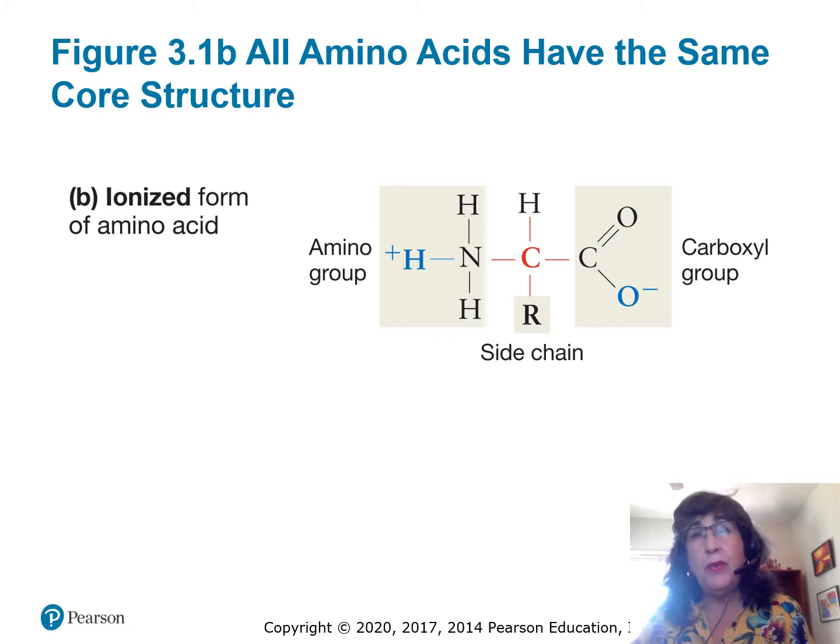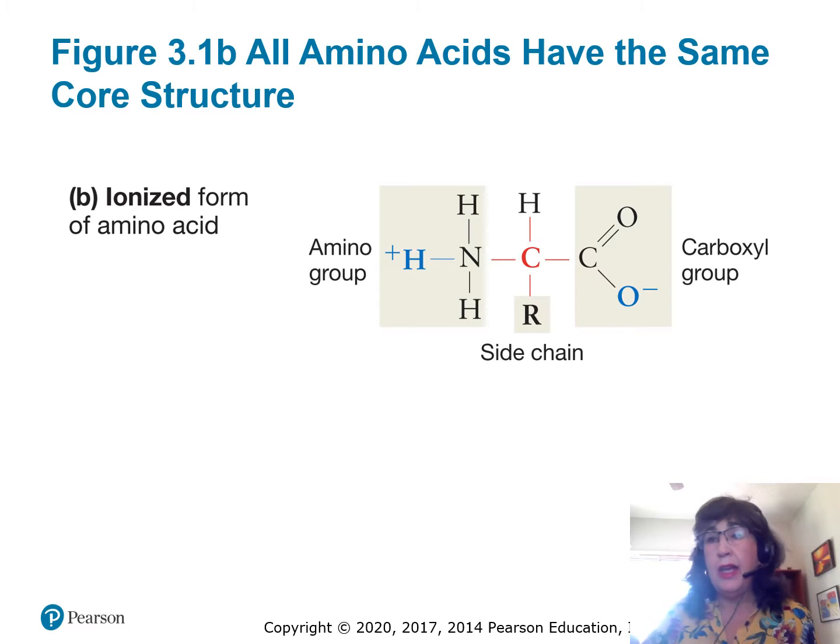In the ionized form, you'll see that the amino group gains electrons and a proton, whereas in the carboxyl side, there's a loss of a proton or a hydrogen and electrons.